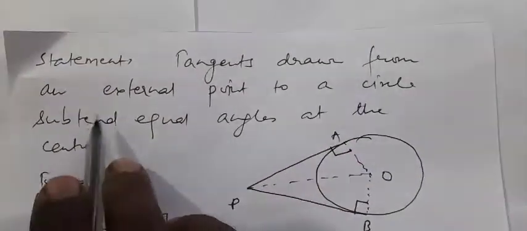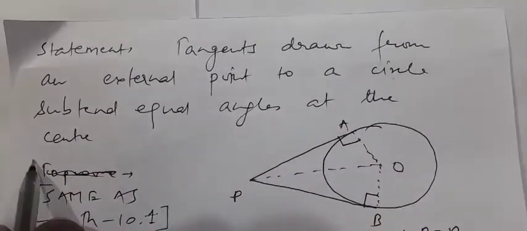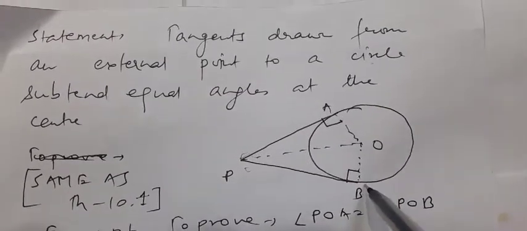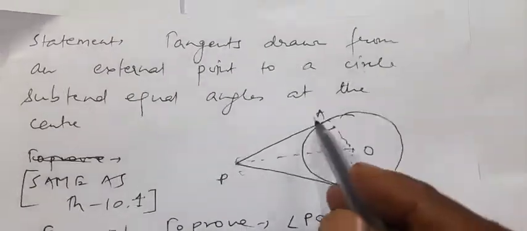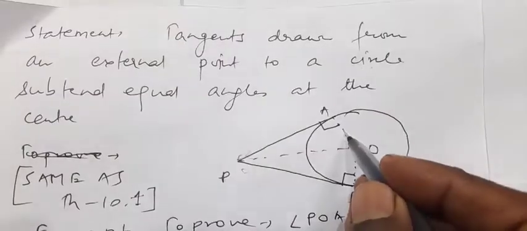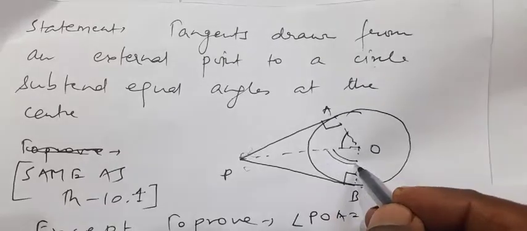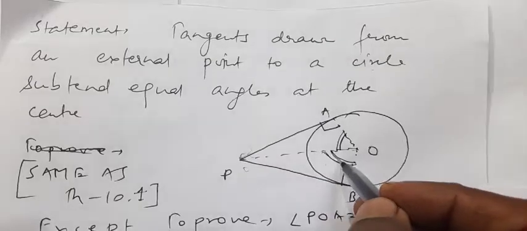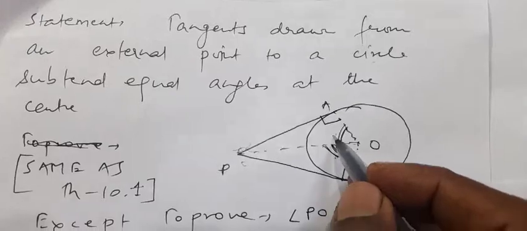The statement is that tangents drawn from an external point to a circle subtend equal angles at the center. It means that if PA and PB are tangents and this exterior point is joined with the center, then the tangents will make equal angles at the center. This angle will be equal to this angle. Here this angle will be equal to this angle. It means that tangents subtend equal angles at the center of the circle.